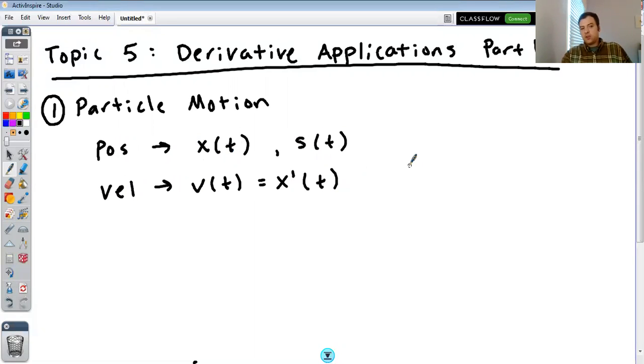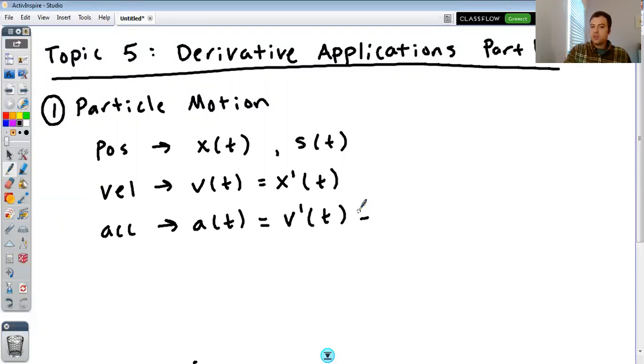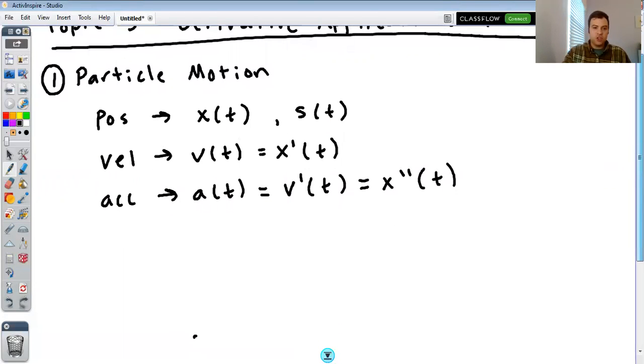Velocity represented as v of t, the derivative of position, tells you how fast something is going and in what direction, positive direction or negative direction. That could be right, left, up, and down, depending on the problem. And then acceleration, call that a of t, is the first derivative of velocity, and it is the second derivative of position, which tells you the rate of change in the velocity, how fast the velocity is changing at any time t. Whereas velocity is how fast the position is changing.